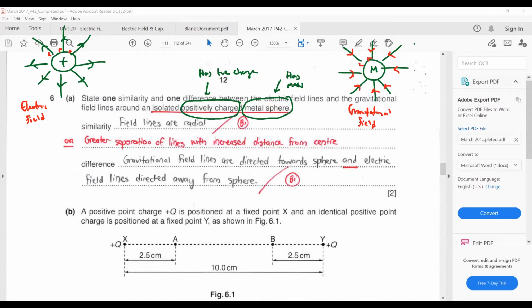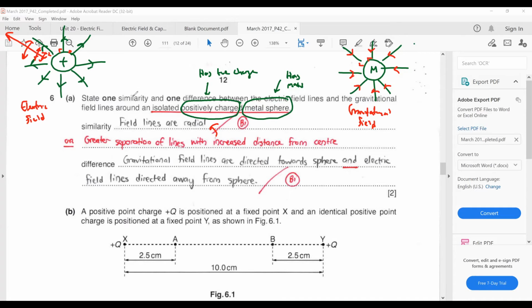Okay, you could also say that there's greater separations of lines with increased distance from the center, but that is the effect of your field lines being radial. Your field lines are radial. The further you go from the center, you notice that the separation of your lines becomes even larger. But it's enough to just say that the field lines are radial.